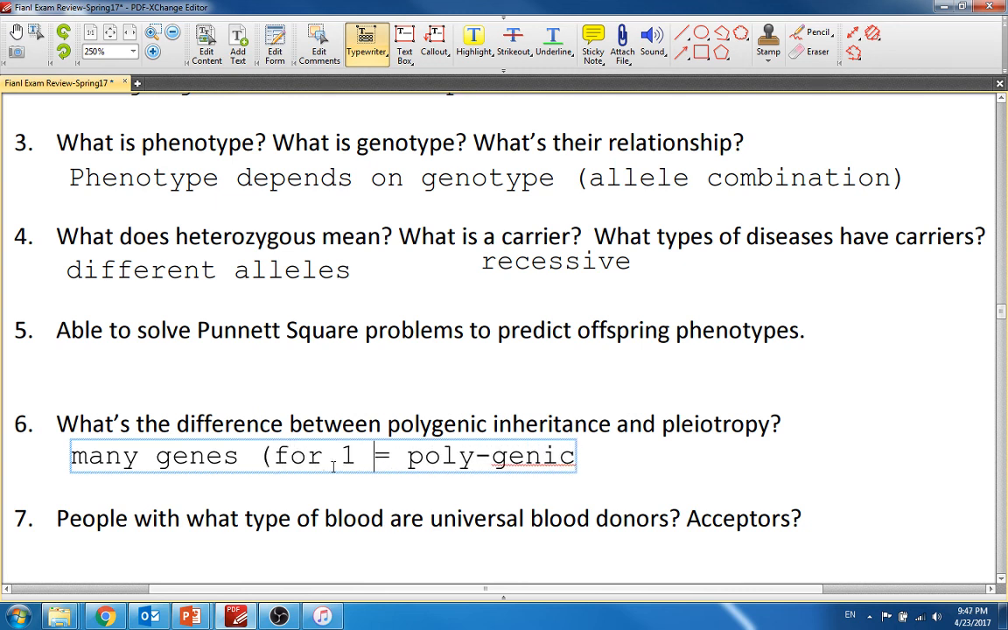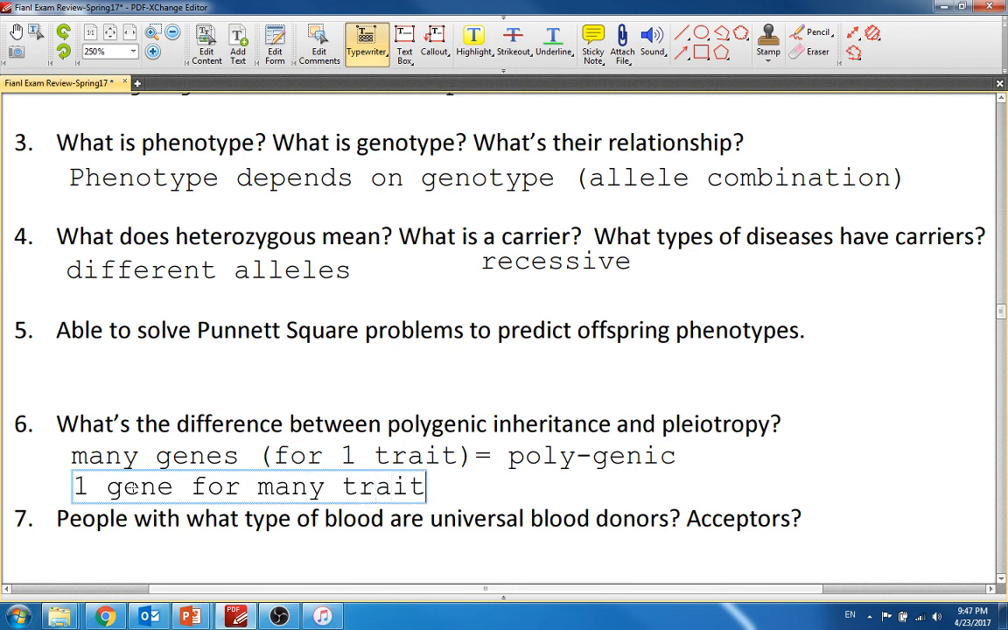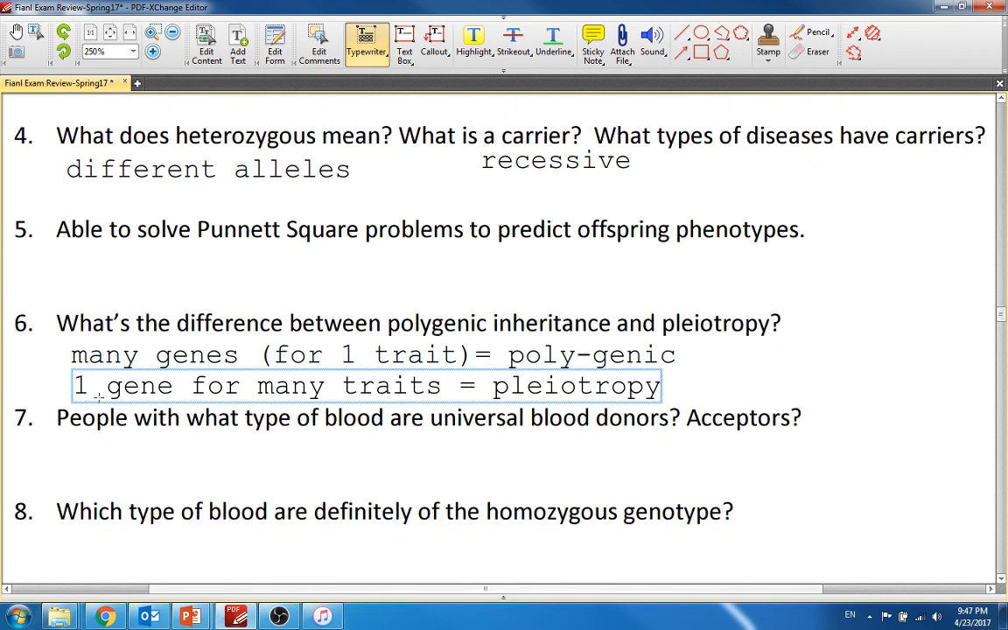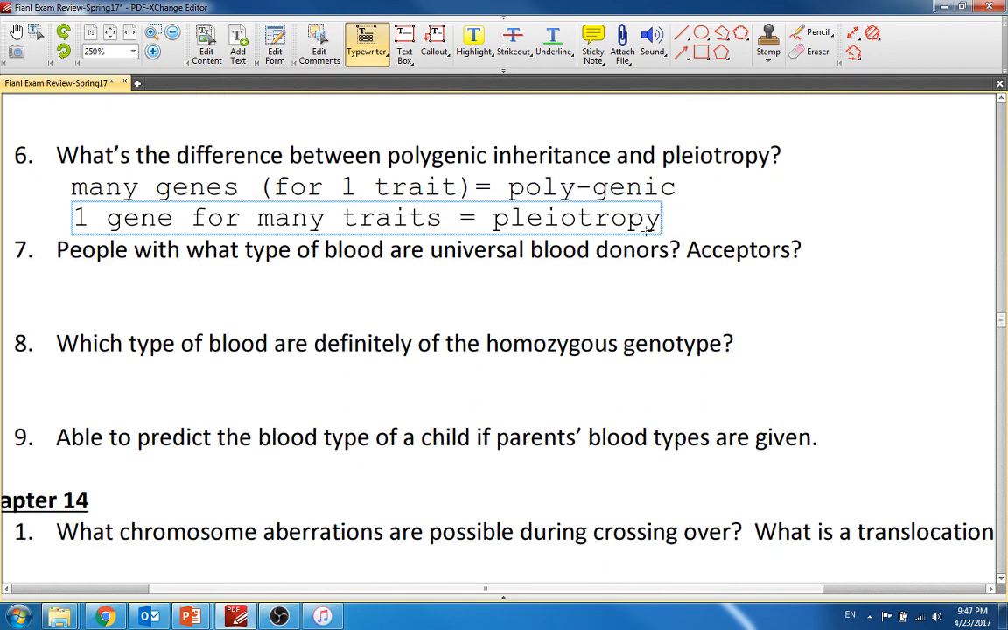Pleiotropy is the opposite. This is one gene, and this gene is important. For example, the gene that's responsible for producing the connective tissues. Mutation of that one gene can cause many manifestations of diseases, such as Marfan syndrome. One gene determining many traits is pleiotropy.